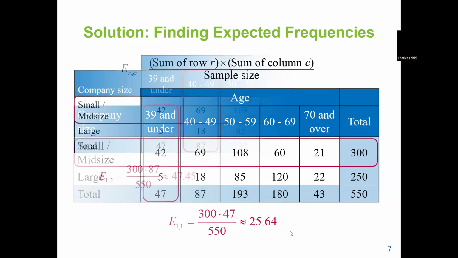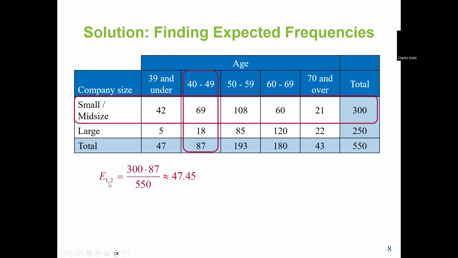The same process we have to use for the rest. E12 will be the first row, second column. The first row total is 300, the second column total is 87. So we have 300 times 87 over 550, which gives us 47.45. The same thing, we can go to E13, the first row again, 300 total. The column total is 193, so it's 300 times 193 divided by 550.